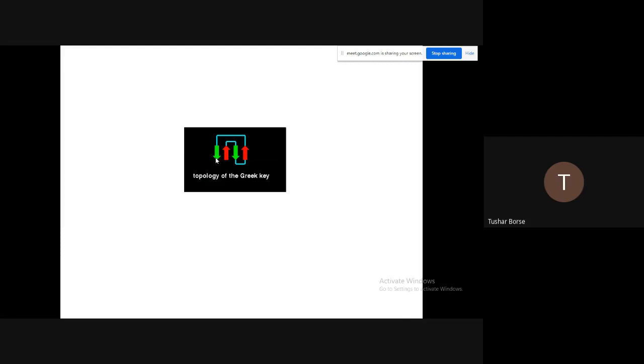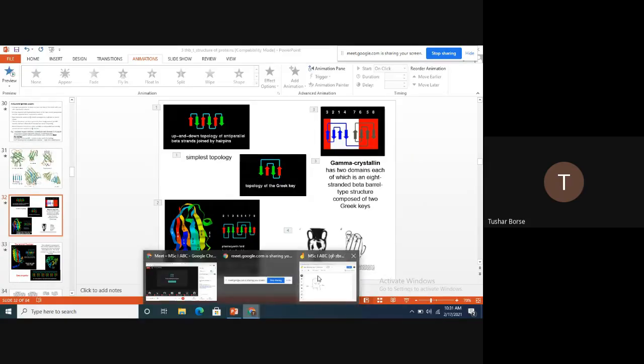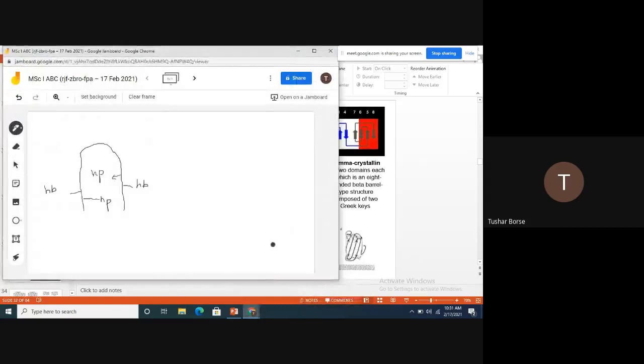Now I'll go back to the whiteboard. When you're talking about the folding of the protein, you may say that it is folding like this only. I think you get the point from this. It should fold like this, but the folding is not in a sequential manner like this. It may change.